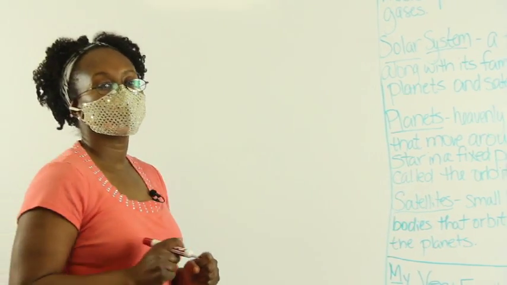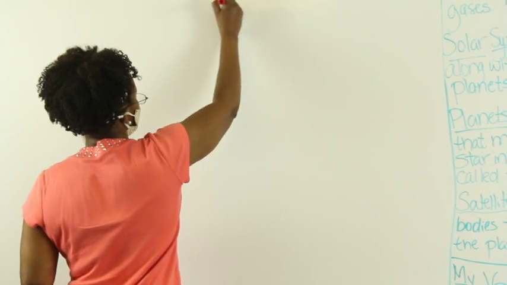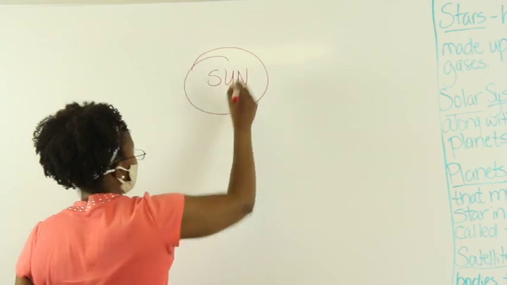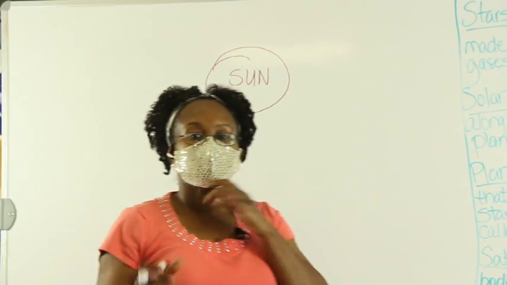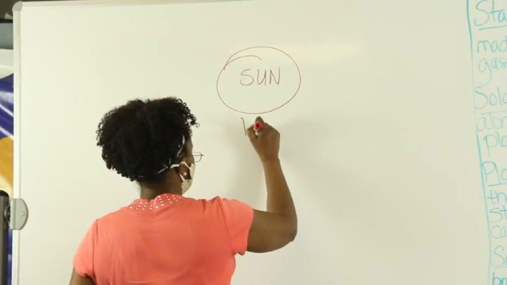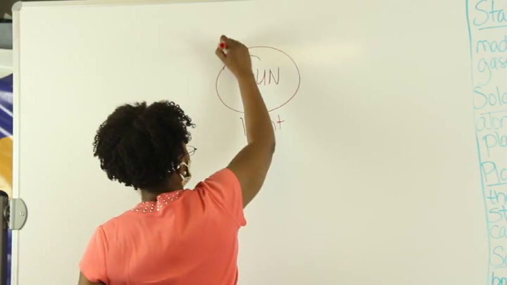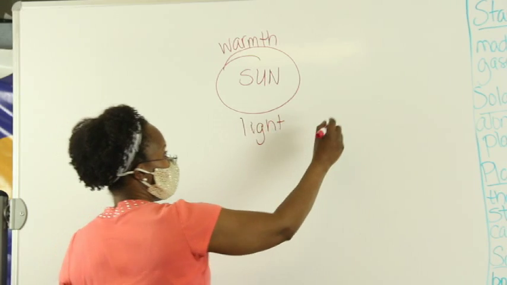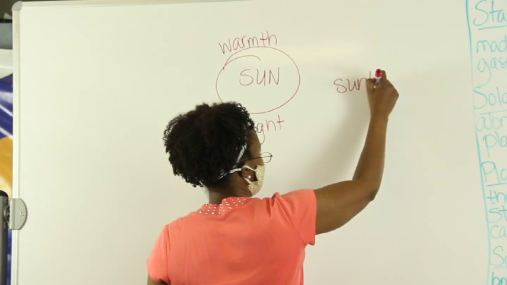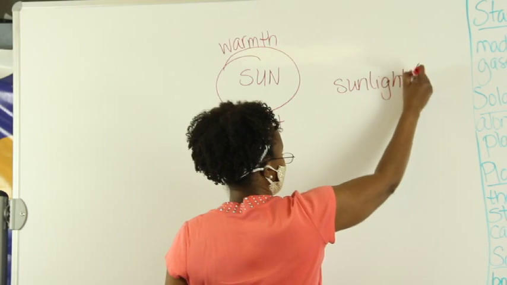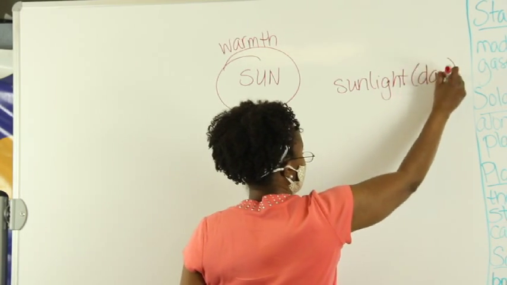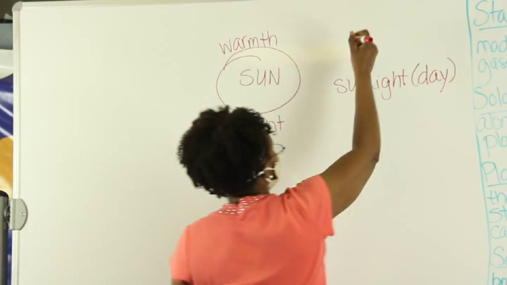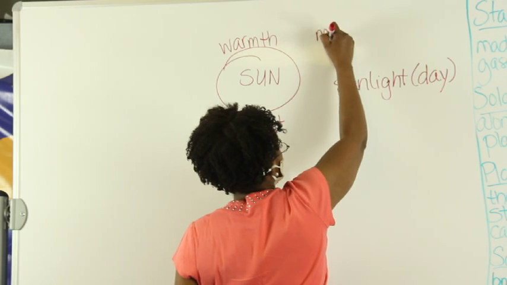The first thing we're going to talk about is the sun. So the sun is what gives us here on Earth light. It gives us light and warmth. And we actually call the light that we get sunlight. So during the day, we have sunlight. Now, the moon actually gives us the light at night, so at night it's moonlight.